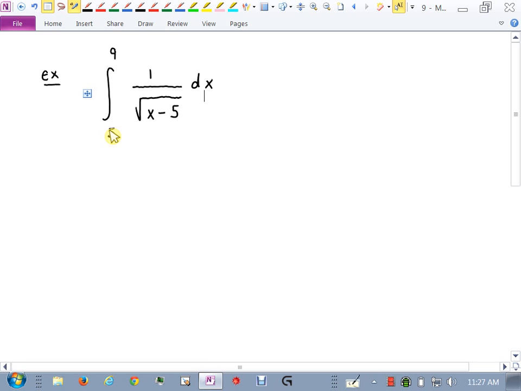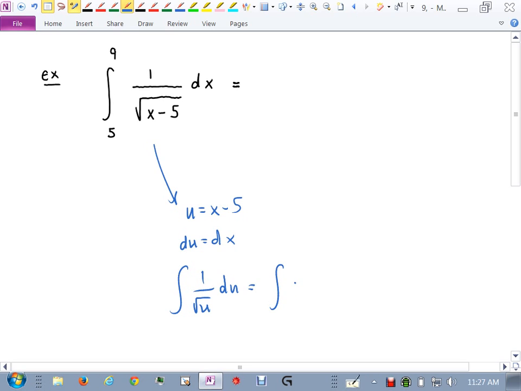So I'll have to find the antiderivative. Once I find the antiderivative, I will have to approach 5 from which side? From the right side. Okay? So let's first find the antiderivative. You could do a basic substitution here. u is x minus 5, du is dx. That becomes the integral of 1 over square root of u du, which is the integral of u to the -1/2 du, and that's going to be 2u to the 1/2.